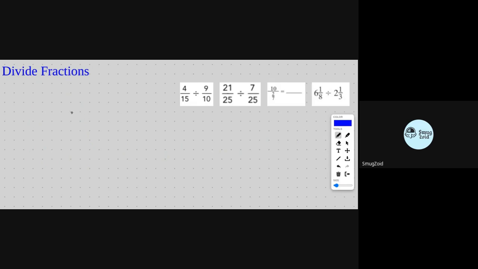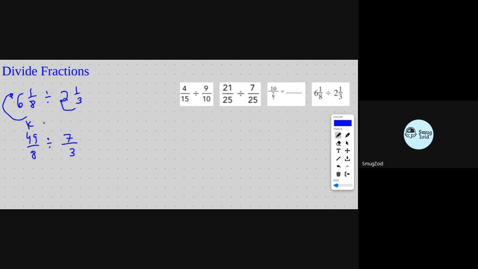Let's take a look at this last one. This is increasing complexity. All right. When you have a mixed number, you should have been doing this by doing the other ones, but I have 6 1/8 divided by 2 1/3. First thing I would do, because we're doing multiplication on this, I would spiral these. Right? Spiral. So 6 times 8 is 48, plus 1, 49 over 8, divided by 2 times 3 is 6, plus 1, 7 over 3.